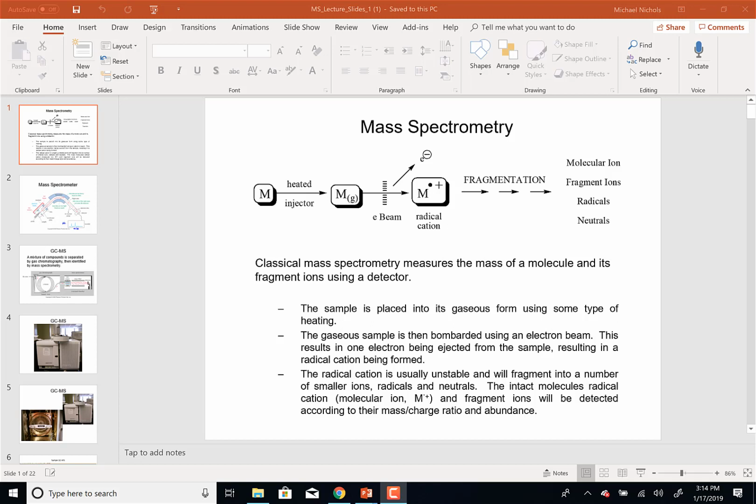So that's the basics of how we're going to do mass spectrometry. It's a little more complicated than that. So we place a sample in, get it into its gaseous form by heating it. The gaseous sample is bombarded by an electron beam to form the radical cation. And then we have to measure the mass of the radical cation and all of the pieces that it falls apart into. Okay?